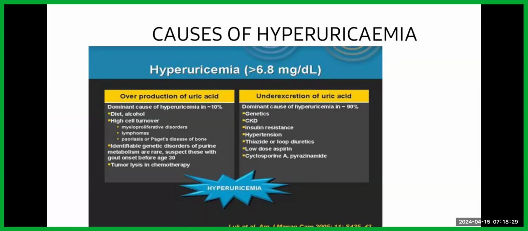So these are some of the causes. For overproduction, usually diet, alcohol, high cell turnover in conditions like myeloproliferative disorders, lymphomas, even psoriasis. Psoriasis is becoming one of the diseases considered to have a wide association with many other things: cardiovascular disease, uric acid, and other metabolic diseases. So identify genetic factors.